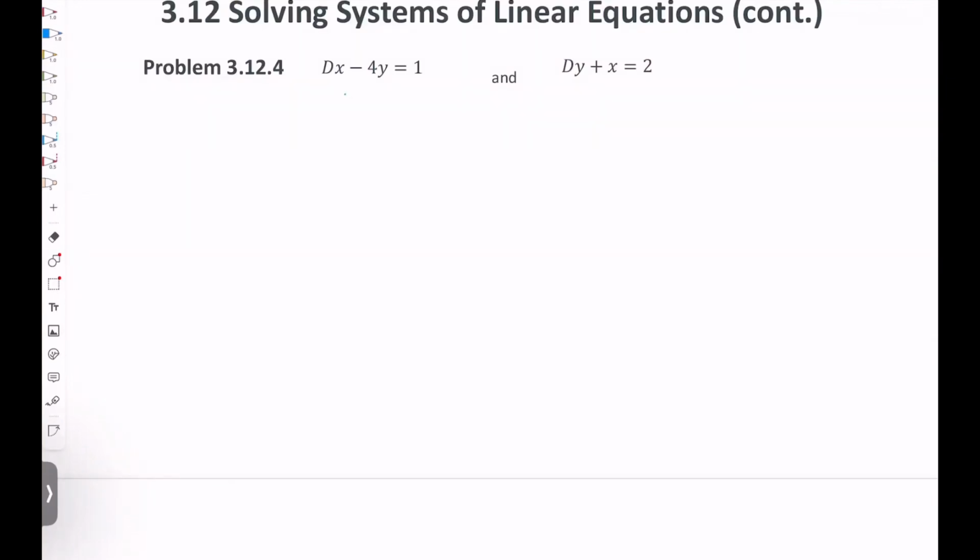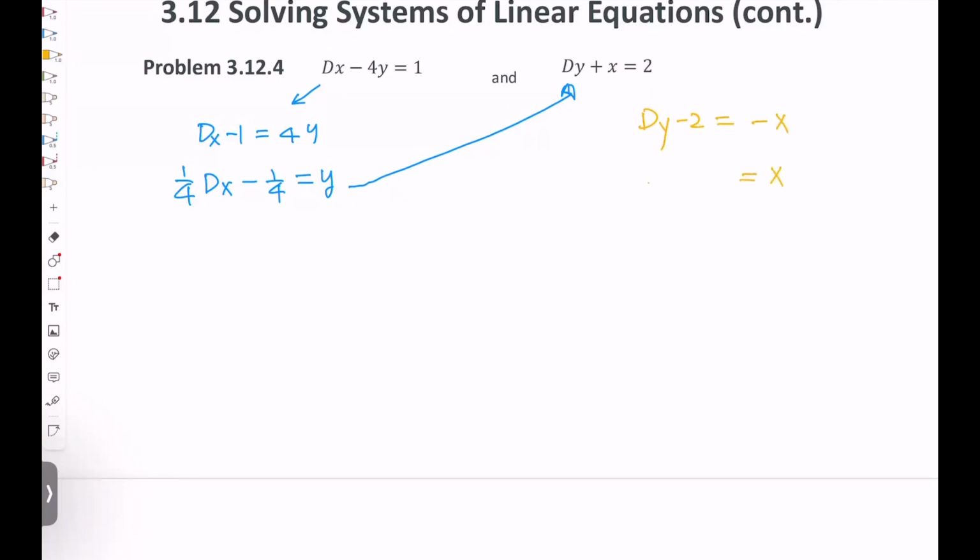Let's do one more. From the first equation, we can isolate y. That's the only option. We cannot say dx equals something, that means we don't have the x information, and we don't want to take the integral. So the only option from the first equation: we have dx minus 1 equals 4y, so 1 over 4 dx minus 1 over 4 equals y. And then you take the derivative and put it into here. From the right equation, we can do dy minus 2 equals negative x. So x equals 2 minus dy, and then put it into the first equation.